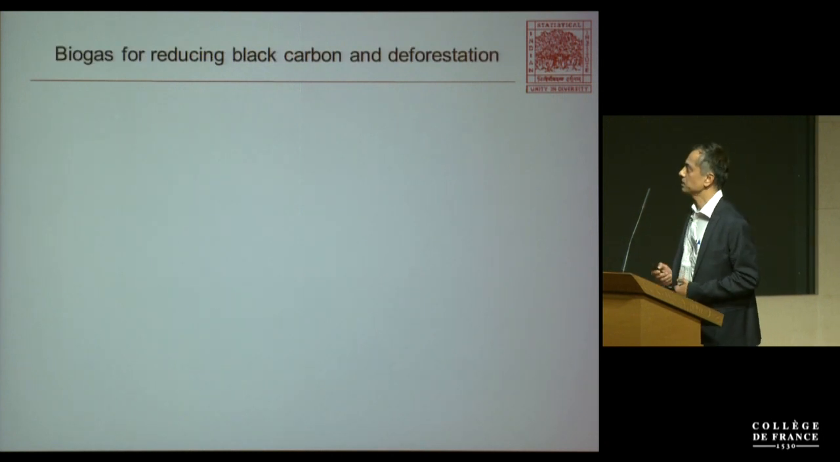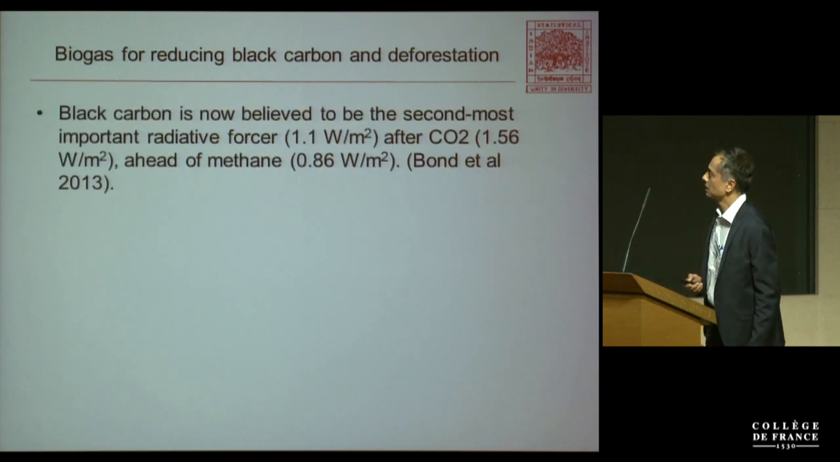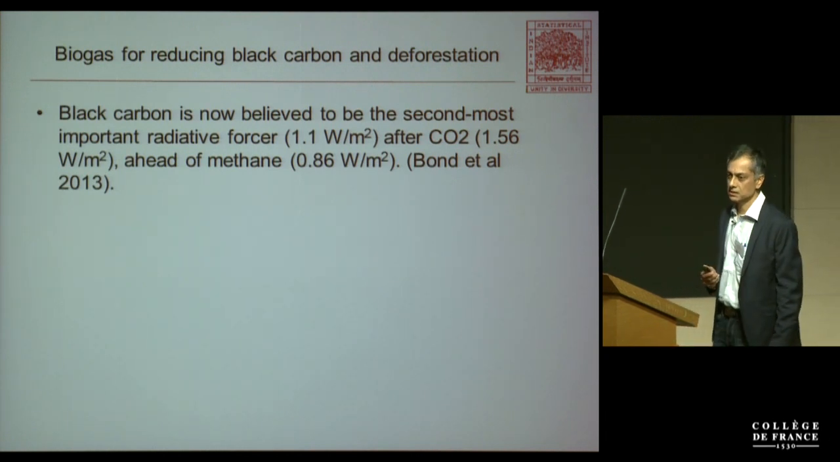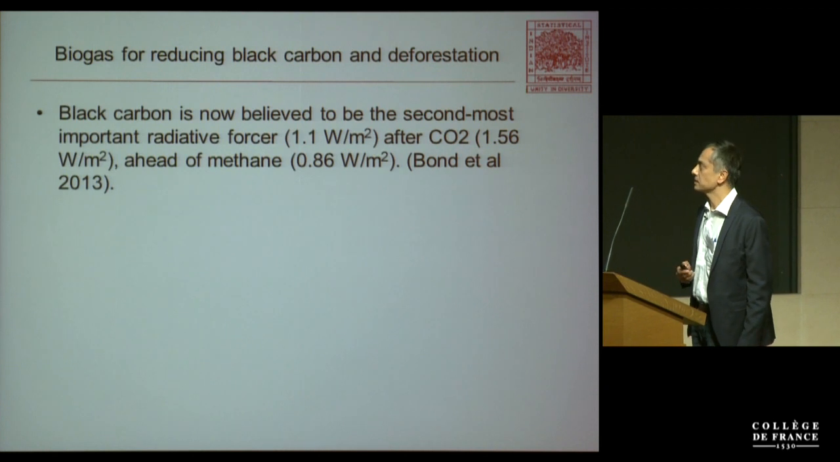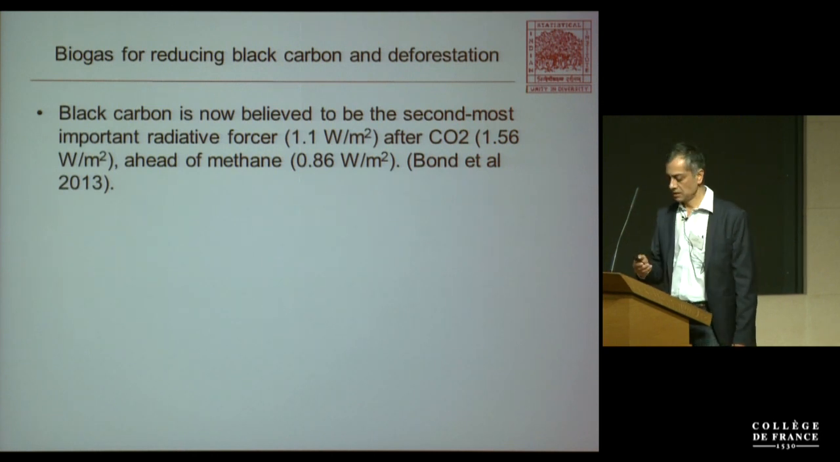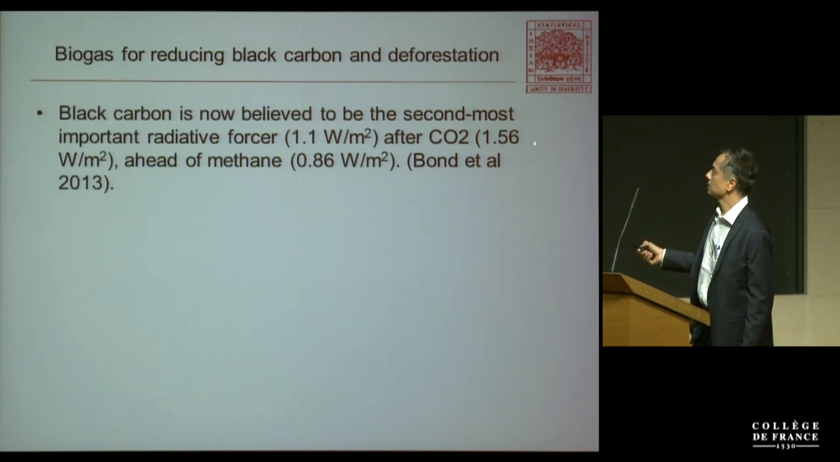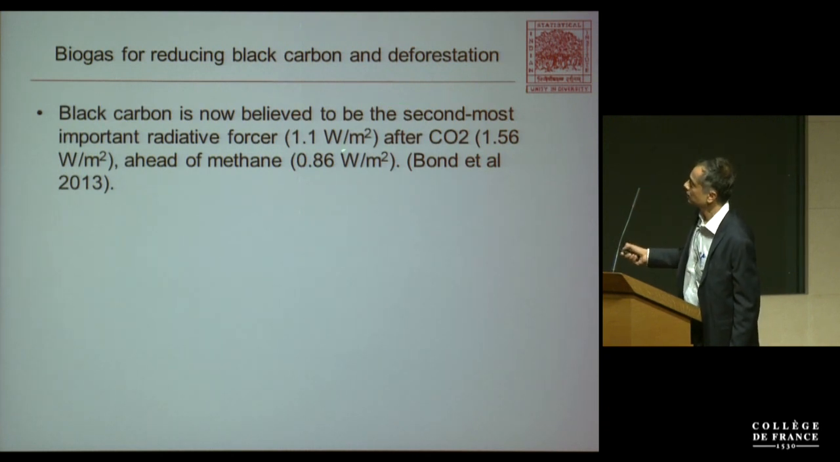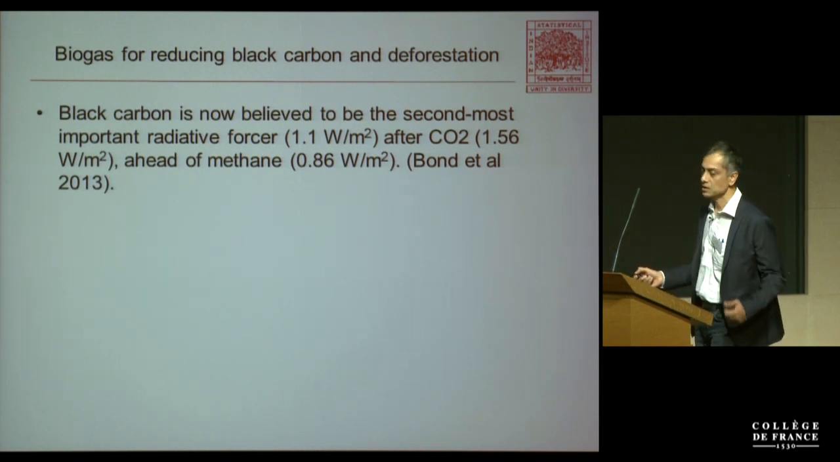Okay, so here's one example. This is biogas for reducing black carbon and deforestation. So this is a radiative forcer that rarely gets talked about, but in recent years, the natural scientists have come around to the view that this is a very important radiative forcer. It's in fact bigger than methane. There's still a lot of uncertainty about this estimate here, 1.5 watts per square meter, compared to CO2's 1.1 watts per square meter, which is ahead of methane, right? So it's a big deal.